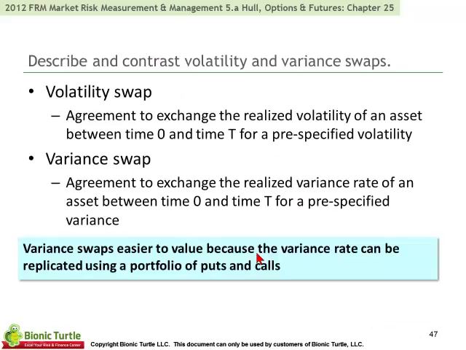We have a volatility swap, which is an agreement to exchange the realized volatility of an asset for a pre-specified volatility, that's the volatility strike. And just as variance is the squared volatility, we can have a variance swap, an agreement to exchange the realized variance for a pre-specified variance. Hull says that variance swaps are easier to value because the variance rate can be replicated using a portfolio of puts and calls.